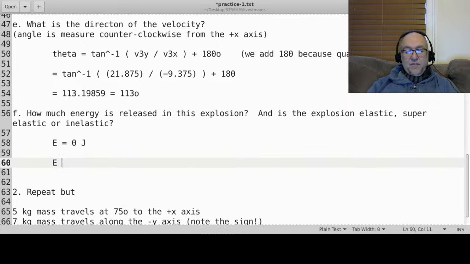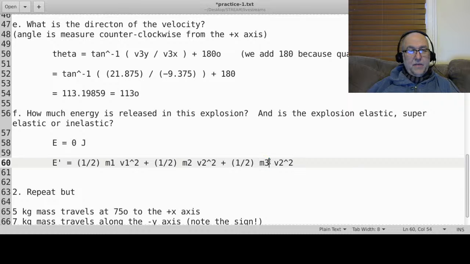But what's the energy afterwards? The energy afterwards is that there are three pieces that are moving, and there are no potential energies in these problems. So it's 1/2 m1 v1 squared, the kinetic energy of the 5 kilogram piece, plus the same term again for piece number 2, the 7 kilogram piece. Whoops, can't cut and paste. There we go. Copy, paste. And then again for the 3 kilogram piece.